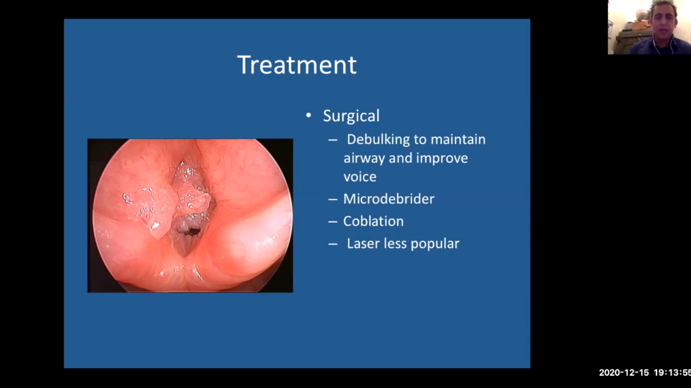Laser is becoming less popular because of the collateral damage caused, but also because of HPV included in the vapor, which can put theatre workers at risk.